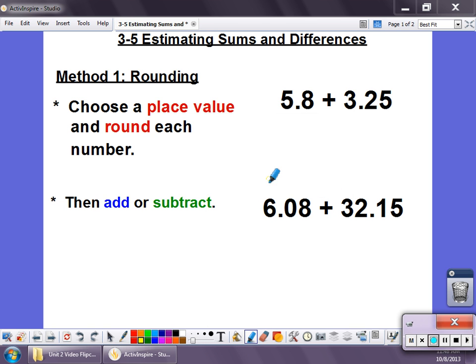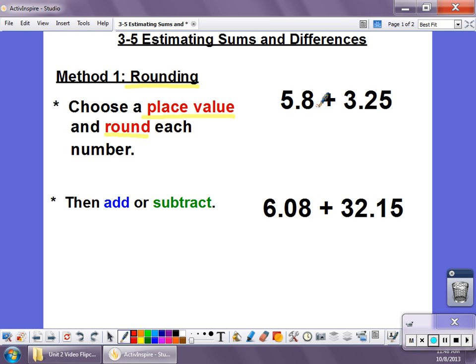There are two ways to estimate sums and differences. The first method involves rounding. And when you're going to use rounding, it's important to know that you need to choose the place value position that you want to round each number to. And when you choose your position, you have to round both numbers to that same place value position.